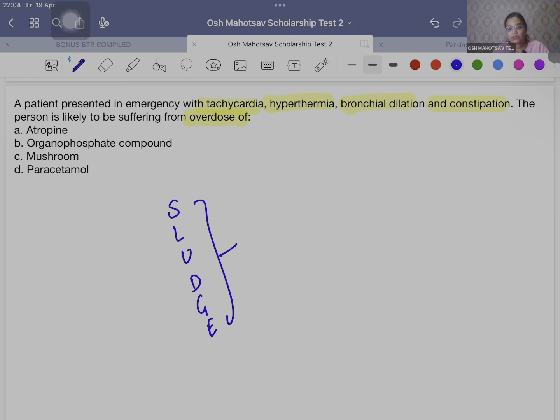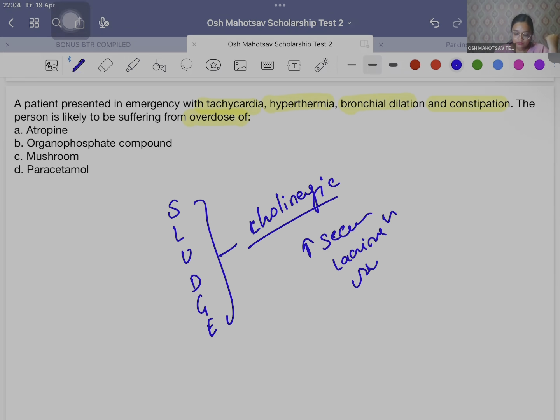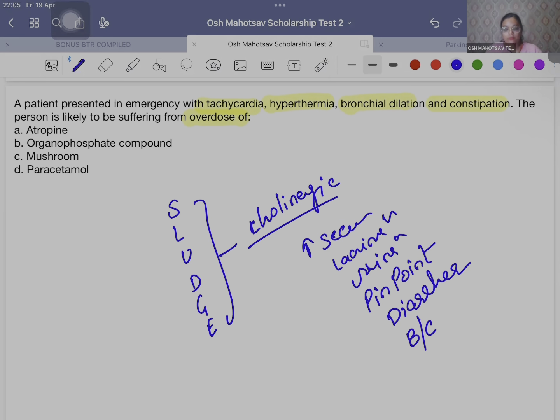our, or you can remember those DUMBELS for our cholinergic toxicity. Okay, so cholinergic toxicity means all the secretions will be elevated. Okay, lacrimation will be more, urination will be more. Okay, and eye pinpoint pupil, and the patient will have diarrhea. And in the bronchioles they will have bronchoconstriction, but here the opposite thing is written: tachycardia, hyperthermia, bronchodilation, constipation. Okay, the overdose is mainly of atropine. If they wanted to ask about organophosphate, they would have given us these cholinergic symptoms.